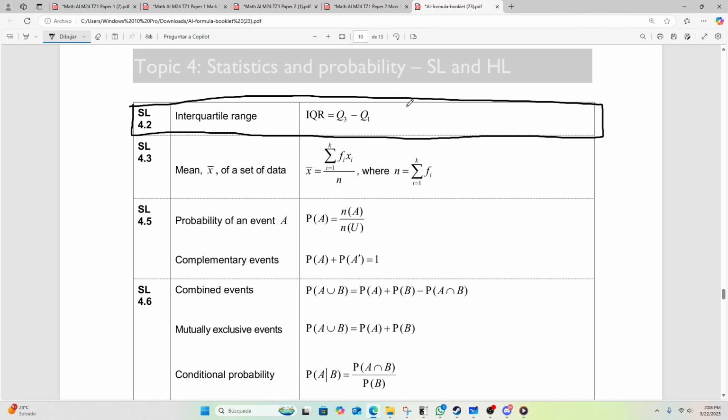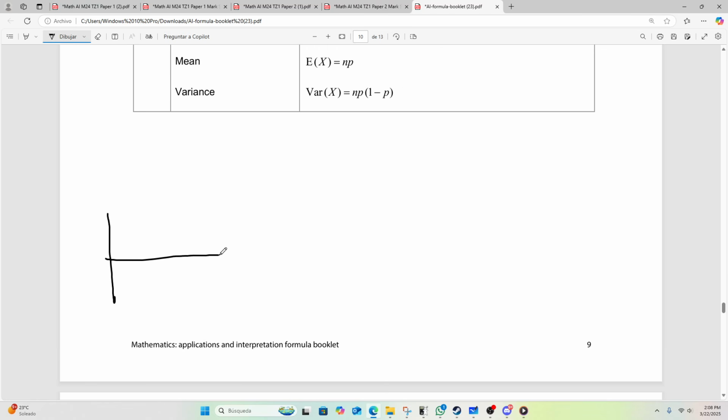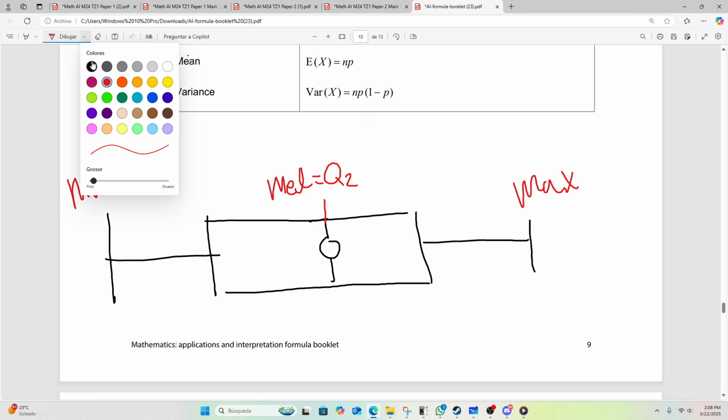For now, when you have a set of data, and this is best explained with a box and whisker, something that maybe looks like this, okay? Here on the left is the minimum, here on the right is the maximum. In the middle is, of course, the median. Now, the median is also called the Q2. So this median equals Q2.